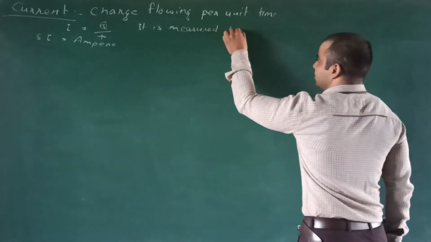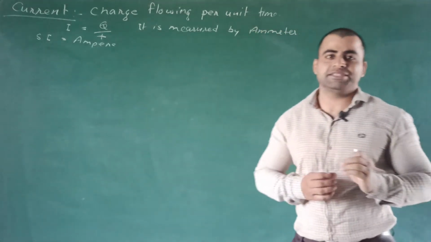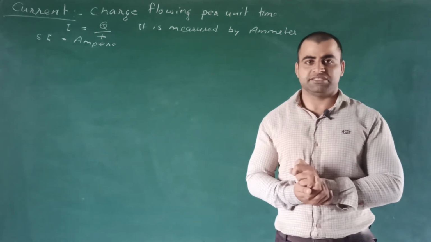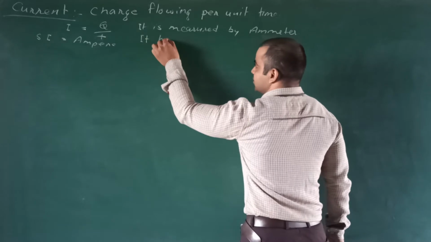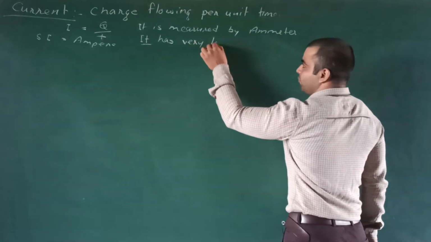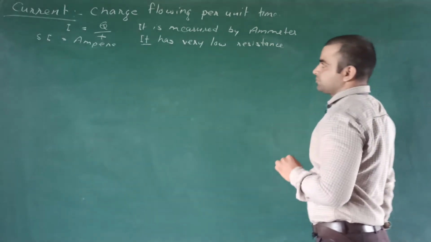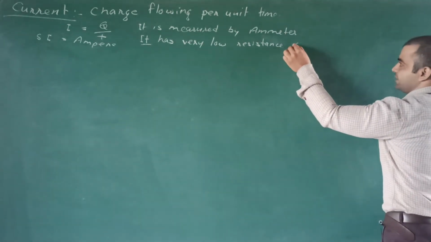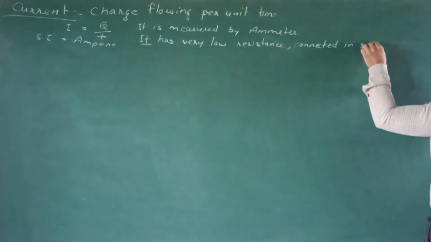It is measured by an ammeter. An ammeter has very low resistance. An ideal ammeter has the least resistance. And it is always connected in series. Low resistance and connected in series.